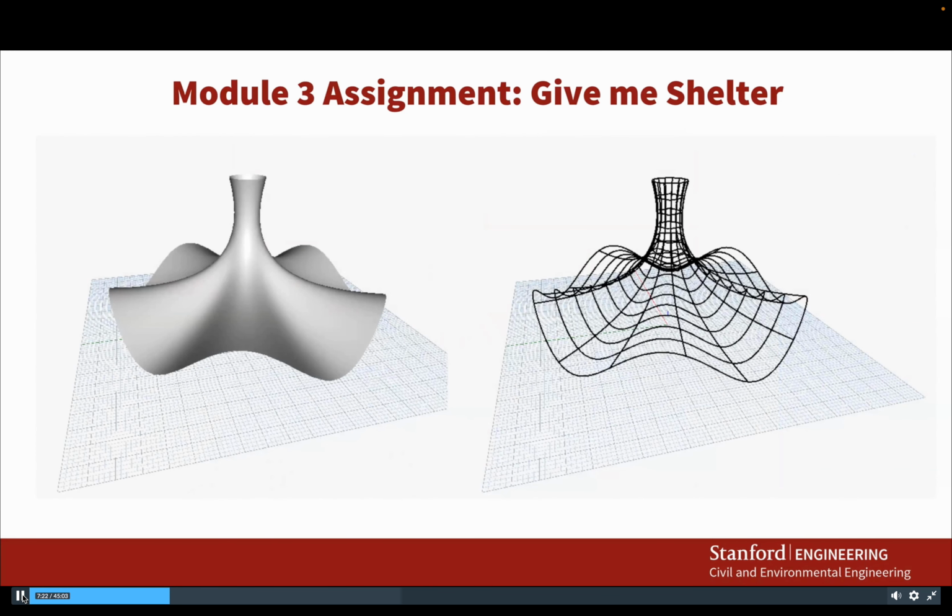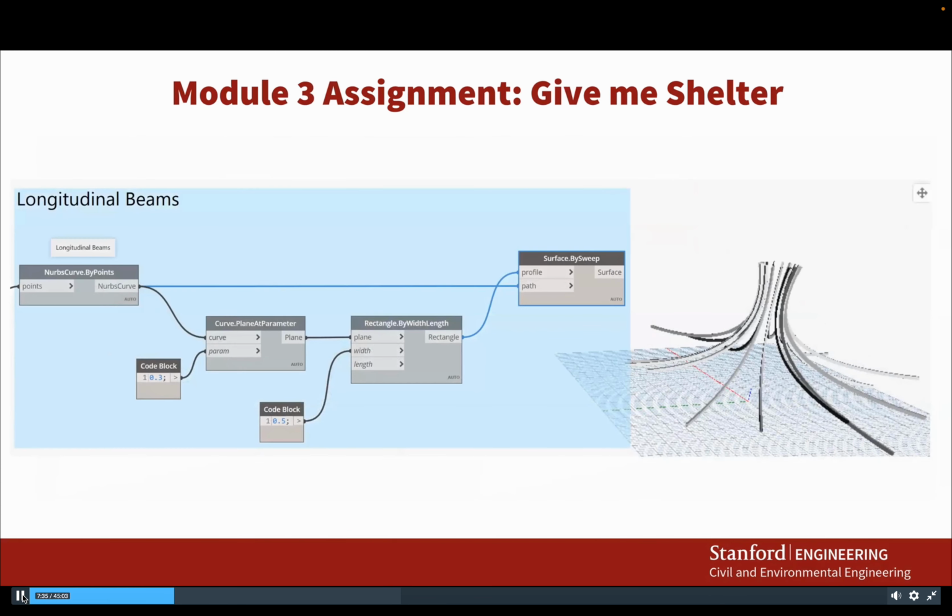Also, using the curve parameter and NURBS curve, I can create the ribs, as Glenn called them, or the longitudinal and transverse beams as well. Now, you might encounter some issues as well, depending on your shape.